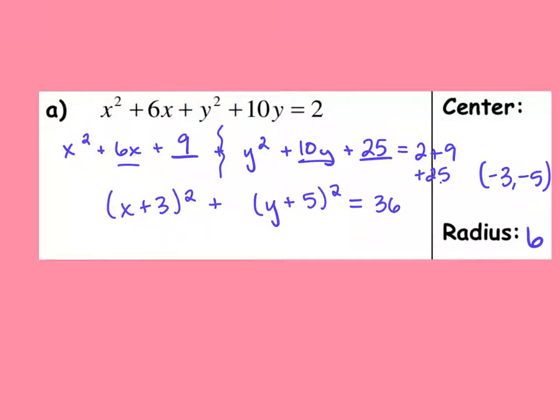So that's a brief rundown of completing the square to find the center and radius of a circle. It's not that different than finding the vertex of a parabola by completing the square. We just have to do it twice, and everything we add to one side of the equal sign, we need to add to the other side of the equal sign. That's the most important thing to remember.